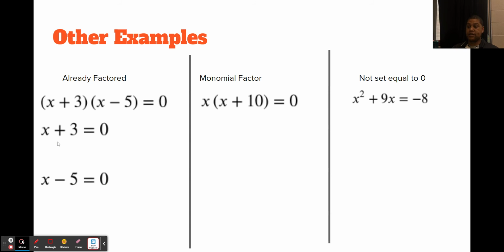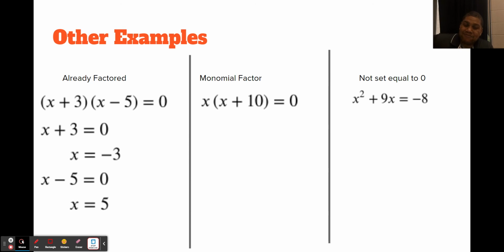And then I just solve each of them, right? Subtract 3 from both sides, x equals -3. Add 5 to both sides, x equals 5. And I'm done, right? These are actually the easier problems because I don't have to factor. They've already given it to me factored. There's actually less to do on these problems.